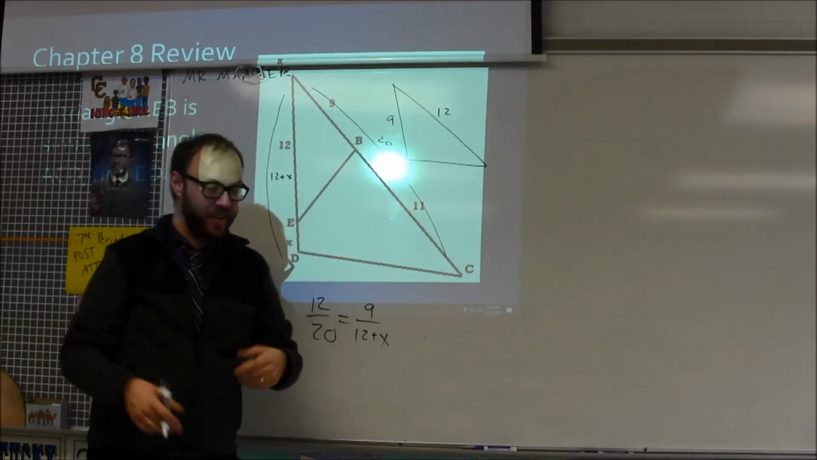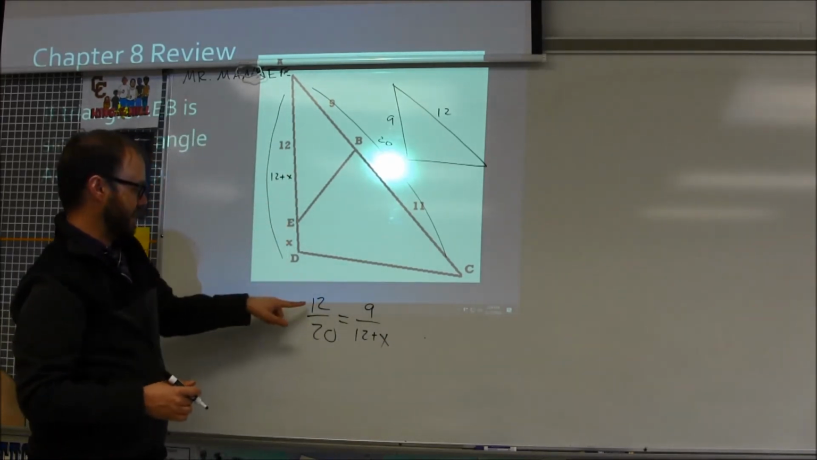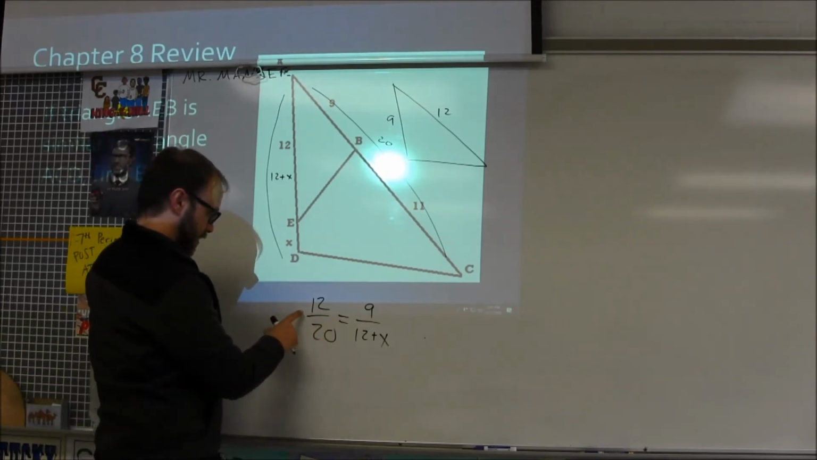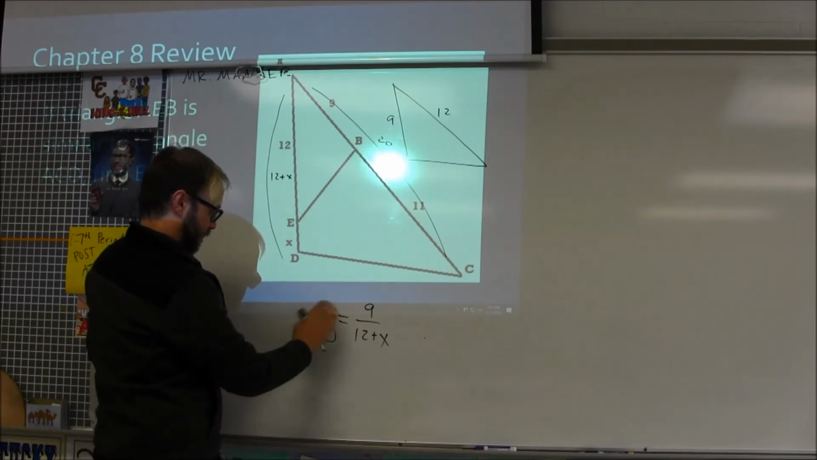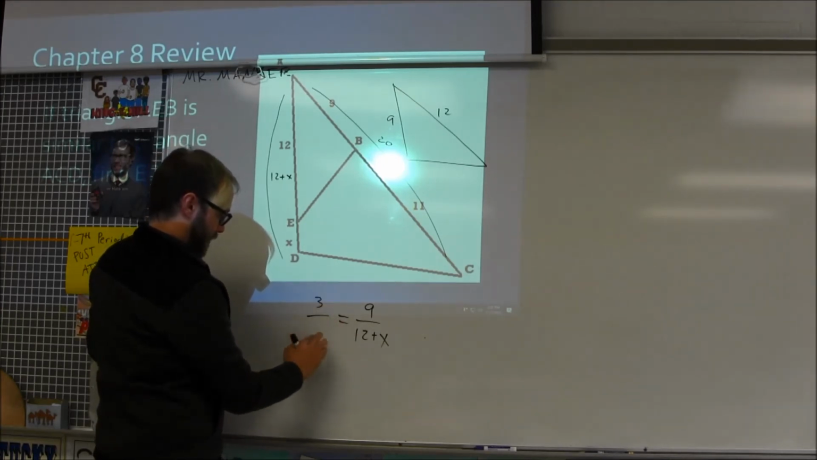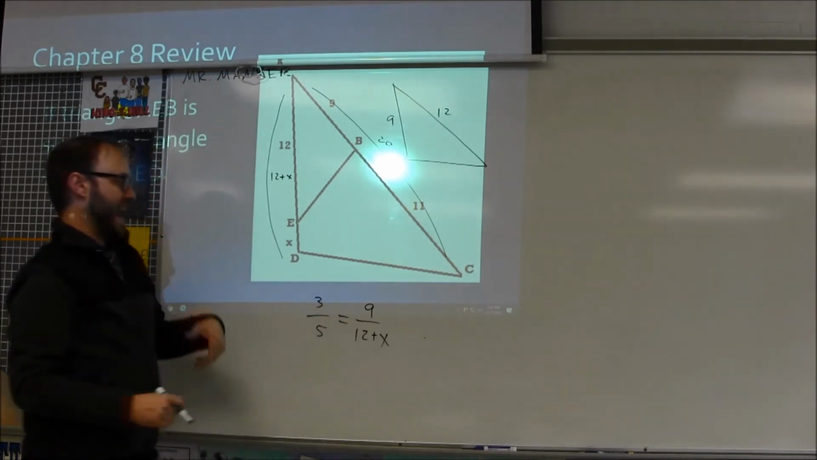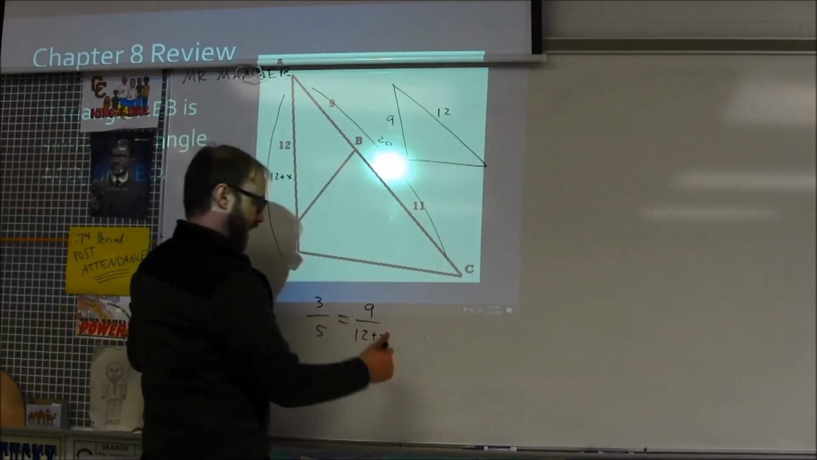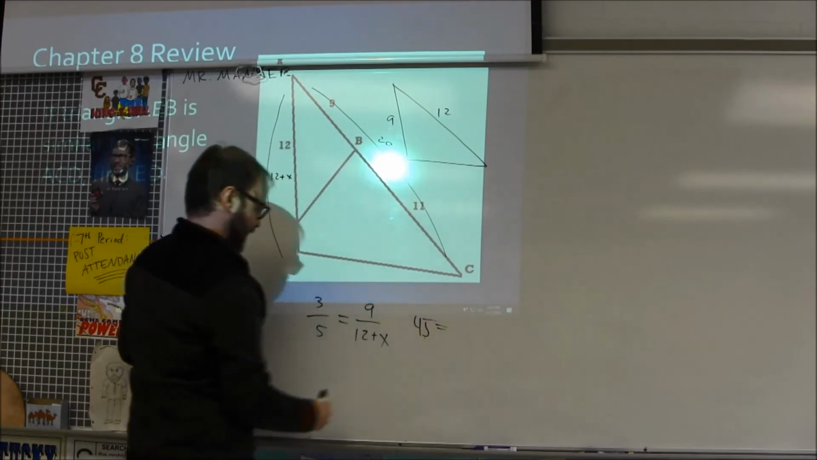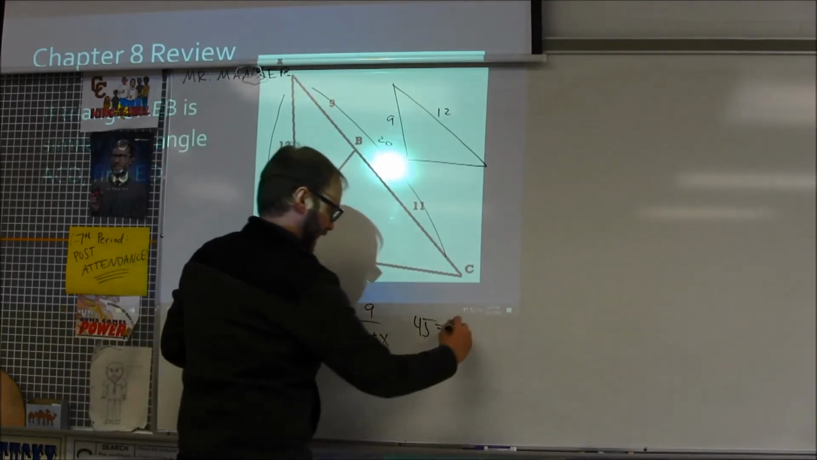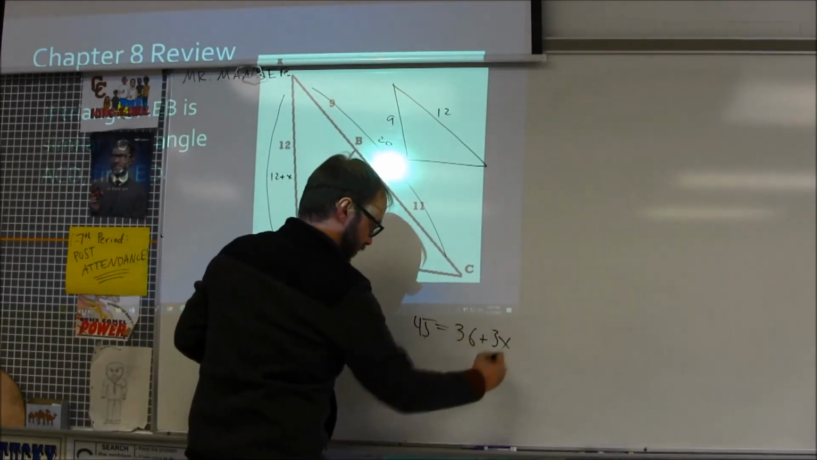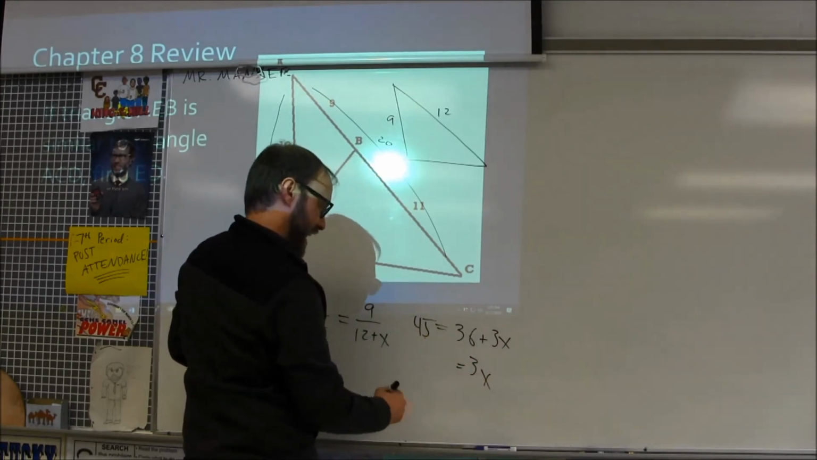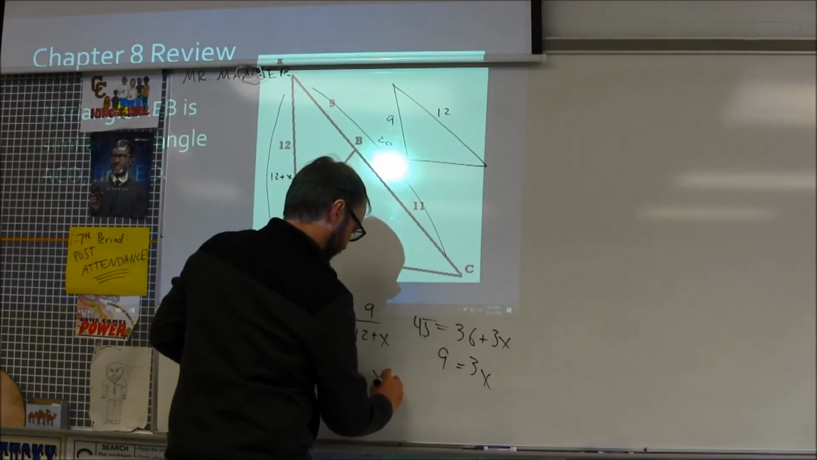Again, you may want to make the calculation a little bit easier on yourself. These are both divisible by 4. If you divide this by 4, you end up getting 3/5. Okay, and now you can cross multiply and it should work out pretty nicely. 9 times 5 is 45. That's going to be equal to 3 times 12 plus x, which is 36 plus 3x. Okay, 3x is going to be equal to 9 when you subtract. So it looks like x is going to be 3.